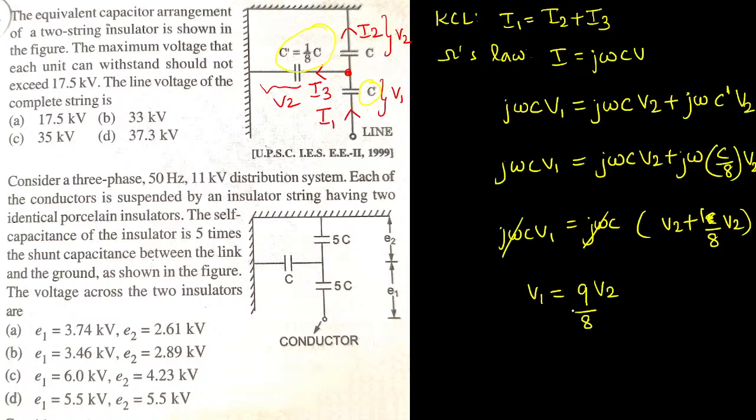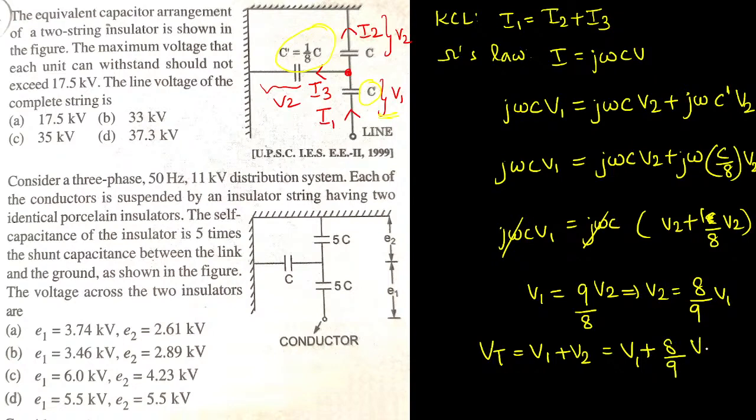Now what was asked in the question? The total string voltage was asked. Yes sir. How will you write the total voltage? Total voltage means there are two insulators, and it is the voltage dropped across both. Let me write V1 plus V2. From this, V2 can be written as 8/9 times of V1. Yes sir, 8/9 times of V1. If you reduce this, it will become 17/9 times of V1. So that is the total voltage.